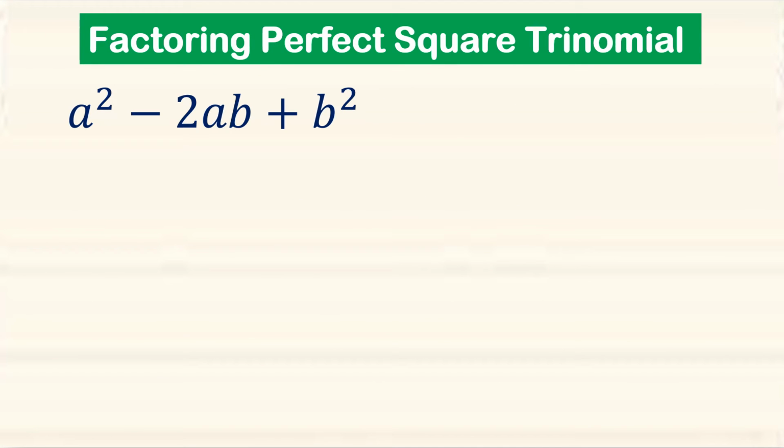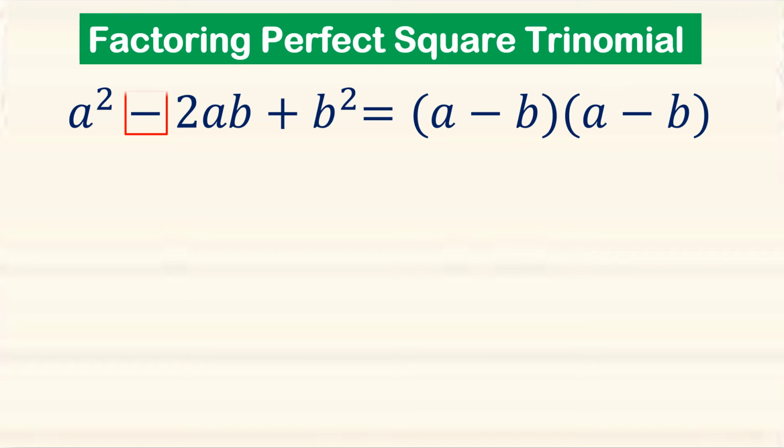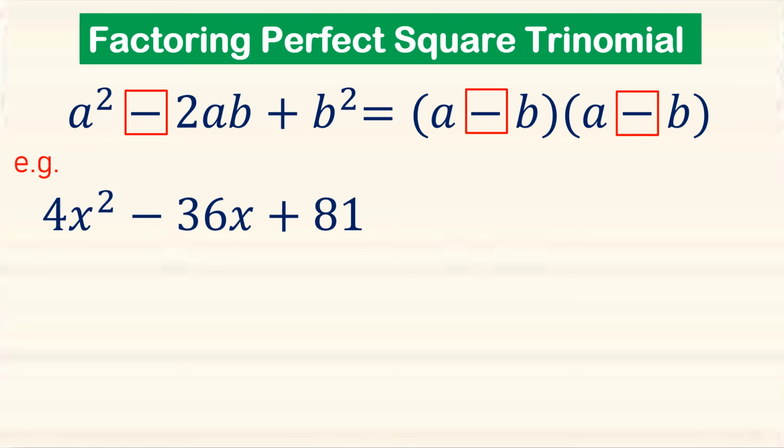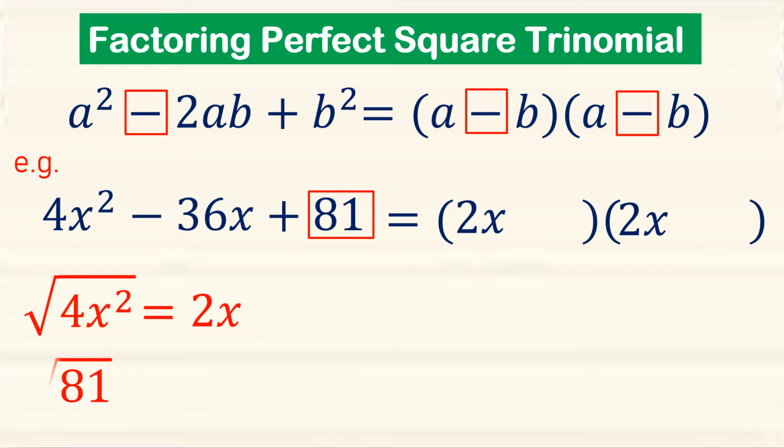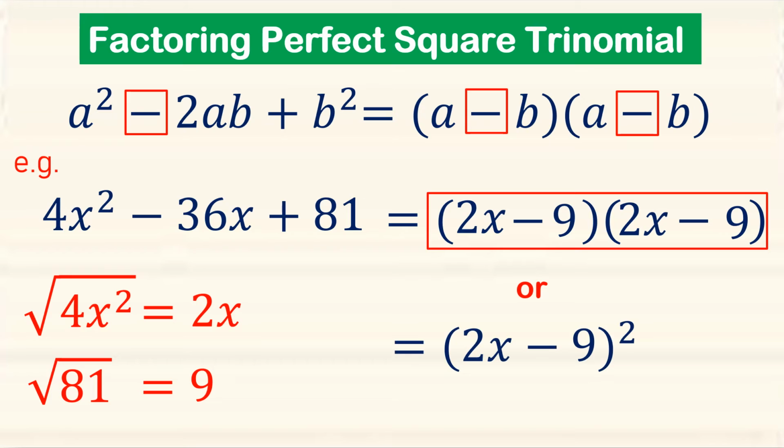Now let us have another one under the second type of perfect square trinomial. So if we have this example, 4x squared minus 36x plus 81. So first our open and close parenthesis over there, and then square root of 4x squared is equal to 2x. So we position our 2x here, and then square root of 81, which is equal to 9. So 9 and 9, the middle term is minus, so it is minus and minus. So the factors are 2x minus 9 times 2x minus 9, or 2x minus 9 squared.